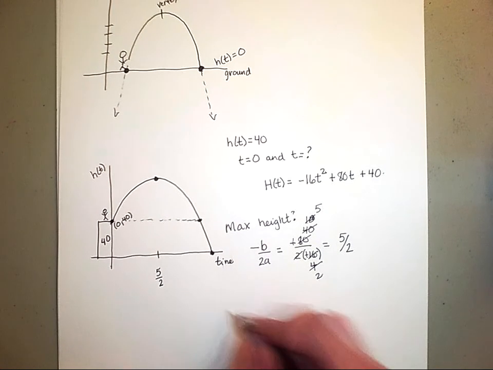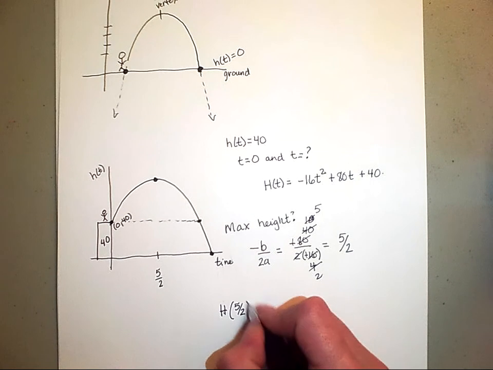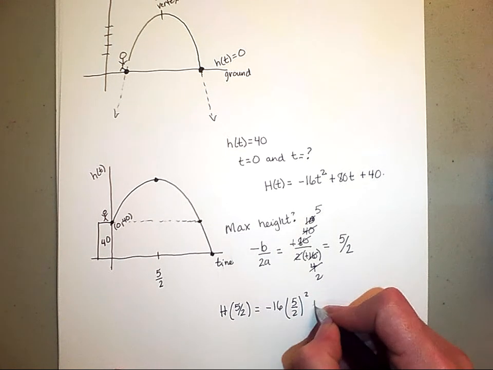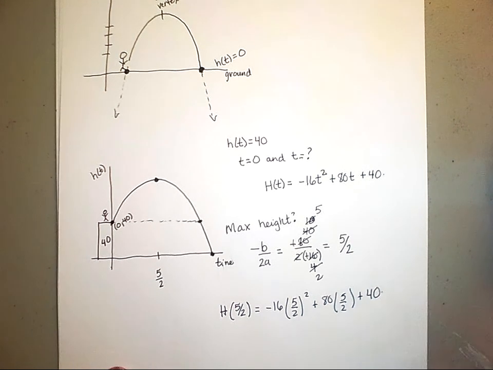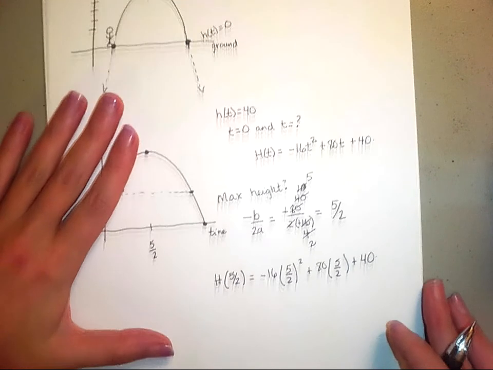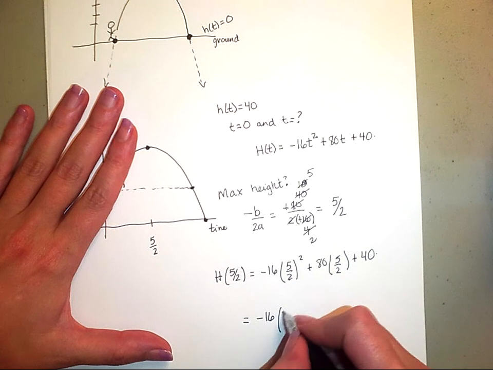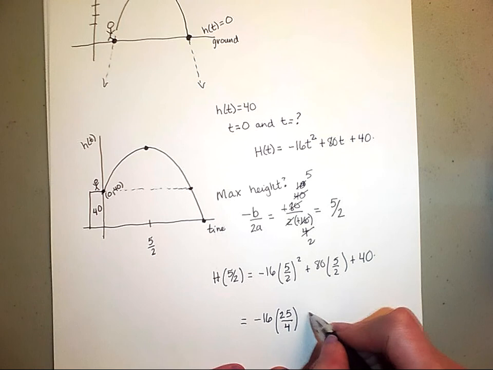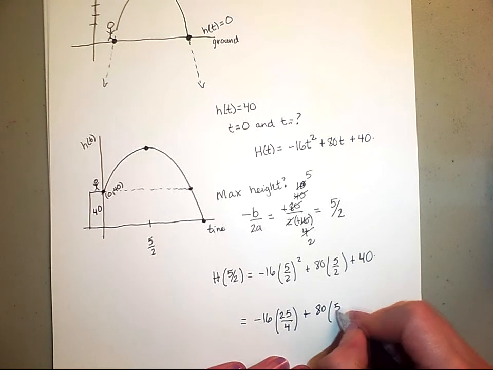Well, what is the max height? Well, then we have to put that back into the function. Okay. So the height at 5/2 seconds is negative 16 times 5/2 squared plus 80 times 5/2 plus 40. Okay. Make sure you're not using your calculators on these, okay? So you won't have your calculators on your exam. Alright, so this is negative 16. Now 5/2 squared is 25 over 4. Plus, let's just write the rest of this out.